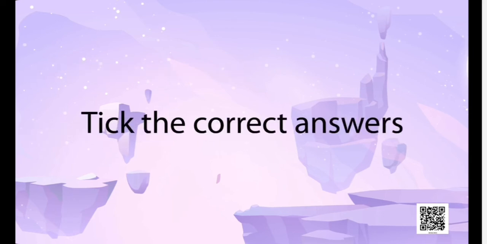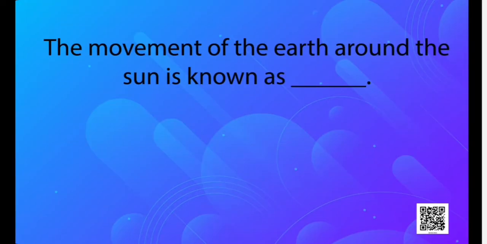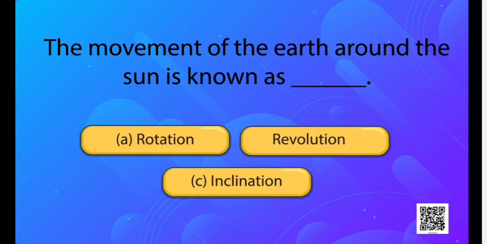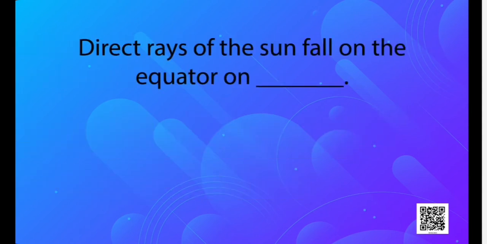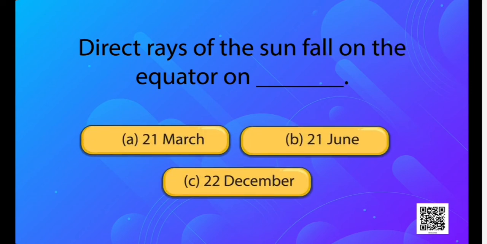Tick the correct answers. Question number 1. The movement of the earth around the sun is known as option A, rotation, B, revolution, C, inclination. The right answer is option B, revolution. Question number 2. Direct rays of the sun fall on the equator on option A, 21st March, B, 21st June, C, 22nd December. The right option is A, 21st March. It is known as equinox.